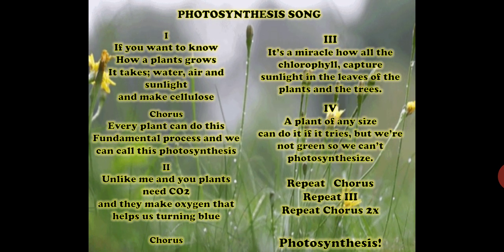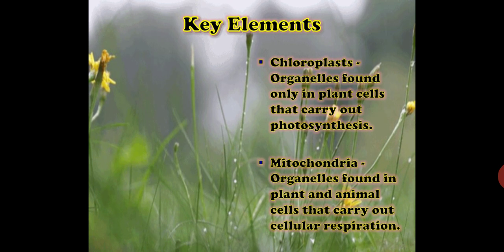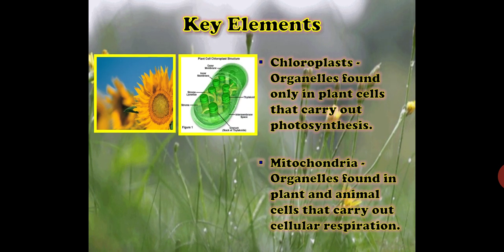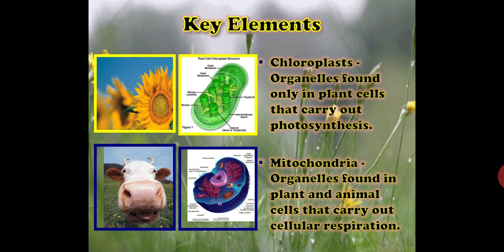I hope you like the photosynthesis song. Let us proceed with our discussion proper. We have two key elements here. The first is the chloroplast, organelles found only in plant cells that carry out photosynthesis. The next is the mitochondria, organelles found in plant and animal cells that carry out cellular respiration.